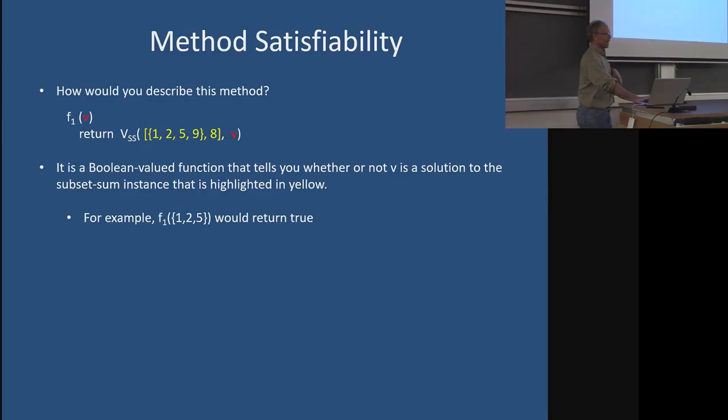I'll back up and come back to that. If you feed F1 the set 1, 2, 5, it should return true, because 1, 2, 5 is a subset of 1, 2, 5, 9, and 1, 2, 5 adds up to 8, which is the goal.